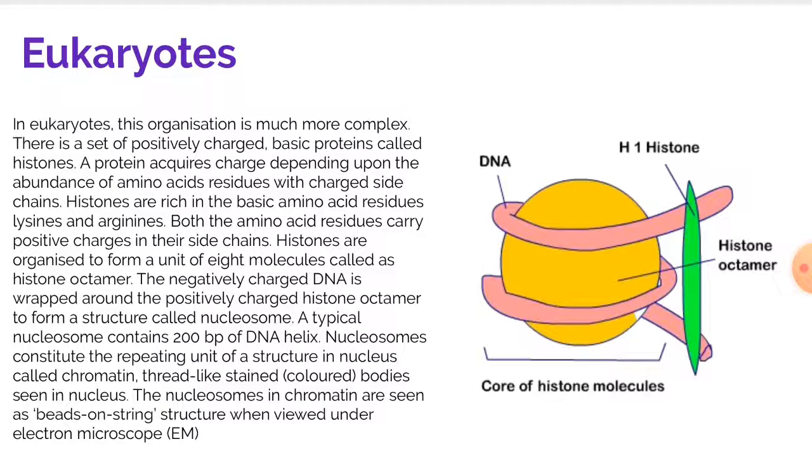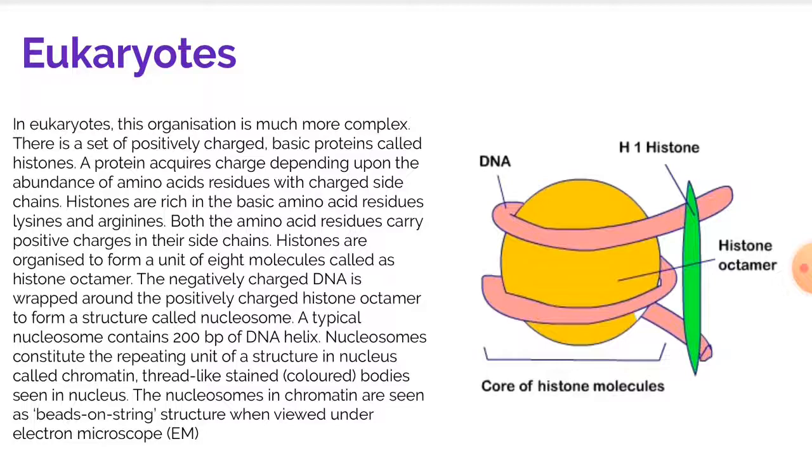In eukaryotes, this organization is more complex because there is a set of positively charged basic proteins which are known as histones. A protein acquires charge depending upon the abundance of amino acid residues with charged side chains. Histones are rich in basic amino acid residues, lysines and arginines. Both these amino acid residues carry positive charge in their side chains.